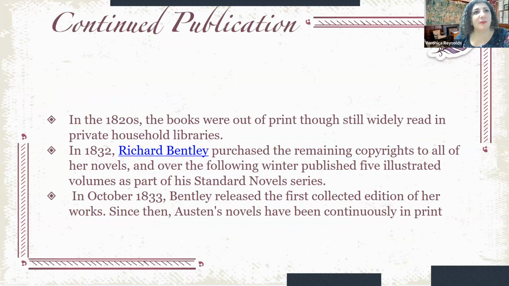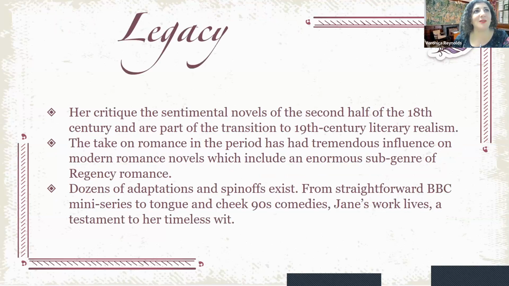In the 1820s, the books are out of print, but they're still being widely read in household libraries. And in 1832, Richard Bentley purchases the remaining copyrights to all of her novels. Over the following winter, he publishes five illustrated volumes as part of his standard novel series. So he was republishing a lot of works from the time. It's thanks to Bentley that we still have good, solid copies of these books to work with, because stuff in private libraries is more susceptible to disappearing over time. And in 1833, he releases the first collected edition of her work. Since then, Austen's novels have been continuously in print. Almost 200 years of being continuously in print.